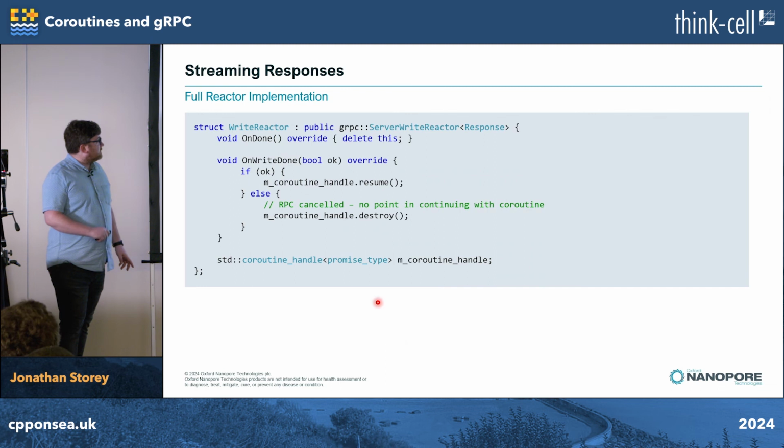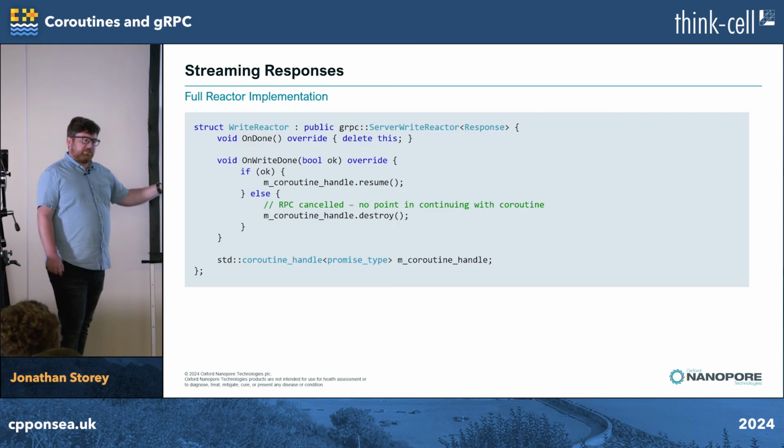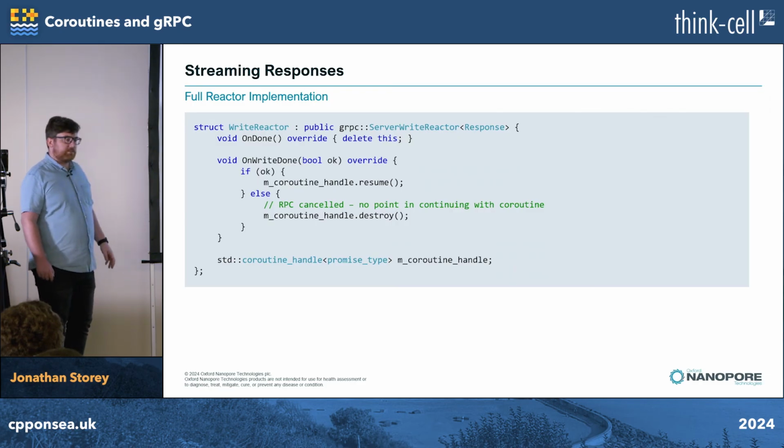Similarly, in the reactor, it's straightforward. In the onWriteDone callback, if it's okay, we resume the coroutine handle. If it's not okay, we destroy the coroutine handle, and we don't do anything else. And remember, when we destroy the coroutine handle, the promise type is destroyed, the destructor's called, we call finish, and we finish with a response with a status of cancelled. Does that make sense?